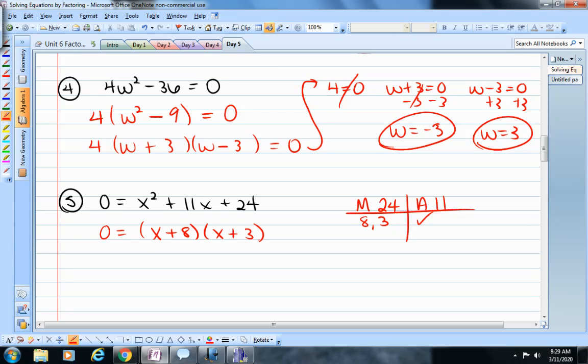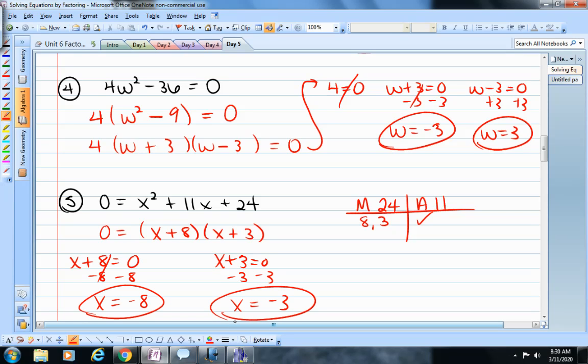Is that factored completely? Yeah, I don't see any differences in squares or GCFs in that binomial. So what do we do when it's factored completely? Yeah, x plus 8 equals 0. And x plus 3 equals 0. Solve them. Subtract 8 and x equals -8. And on this one, subtract 3 and x equals -3. And this one will check out nicely in your calculator.